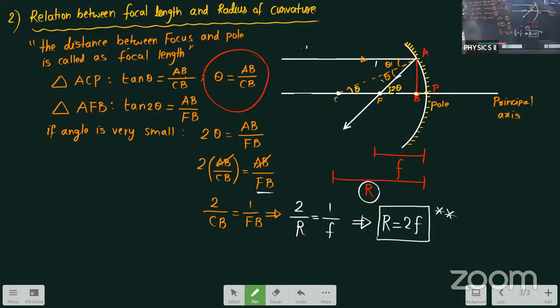I hope you understood this answer. Please note down these things. I hope you understood this answer. Let us move on to the next question. Next important question from this chapter. Let us discuss the next important question from this chapter.